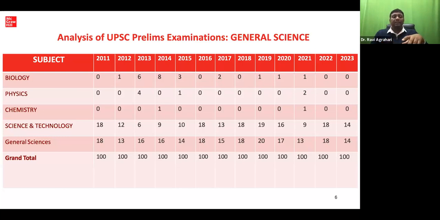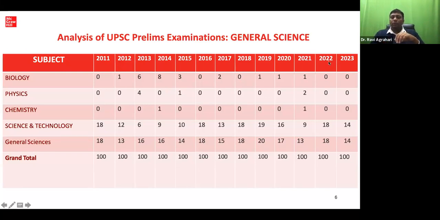Okay, and general science is overall your syllabus. So whenever you do this analysis, guys, just see the last 3-4 years: 23, 22, 21, and 20, up to 18 or 17. Whenever you look at the last 6-7 years of question papers, the total number of questions from general science is 14, and out of 14, all 100% of questions are from science and technology.